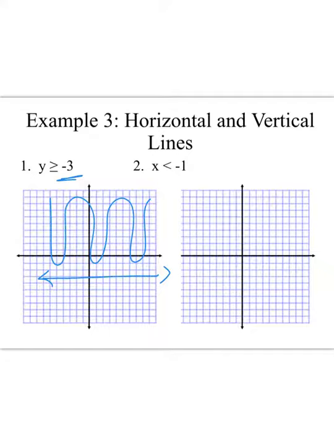Second one, x being negative 1, that's going to be a vertical line. It's going to be a dashed line because it is less than. 0 is not less than -1. So we're going to be shading where the point (0, 0) does not fall.